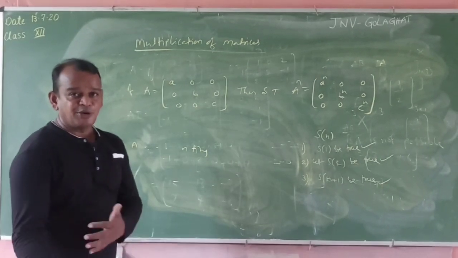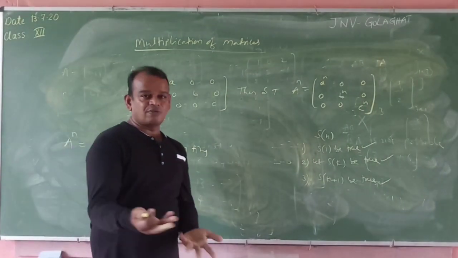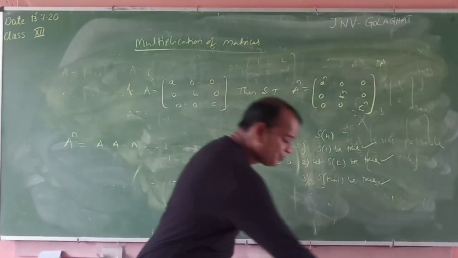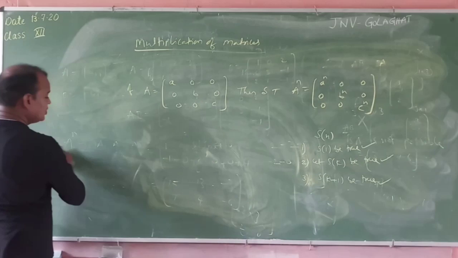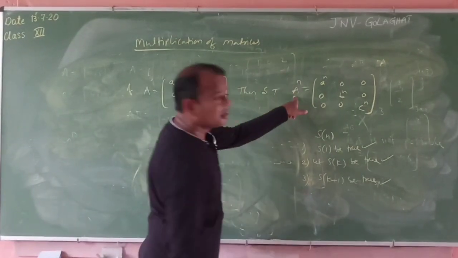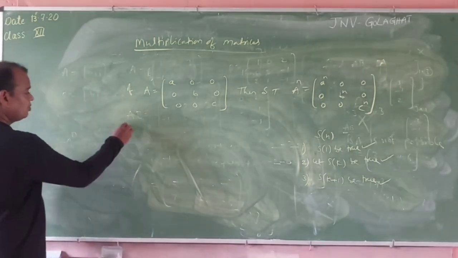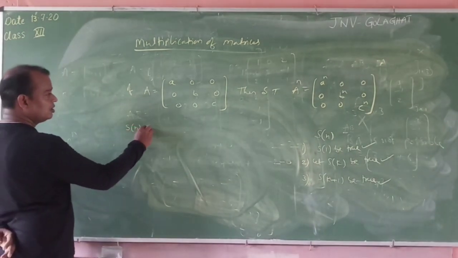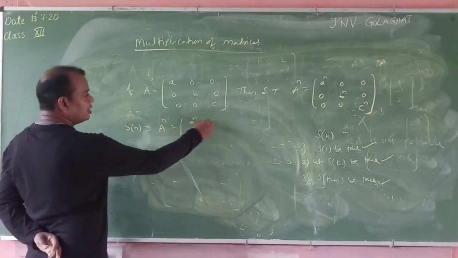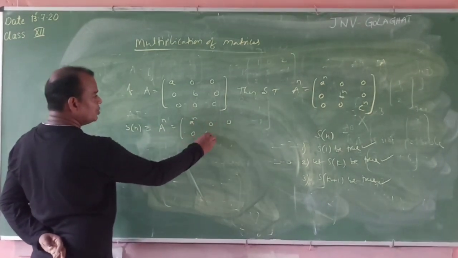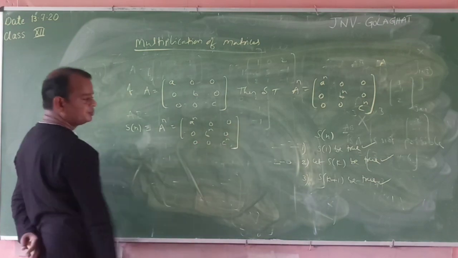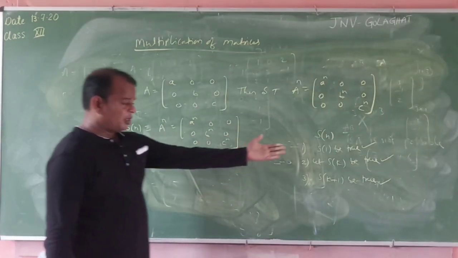A square means A into A, A cube means A into A square. You write A into A three times. No problem at all. How to do this problem? First, what is the statement? S of n is the given statement: A power n equals the diagonal matrix with A power n, B power n, C power n. Observe that.